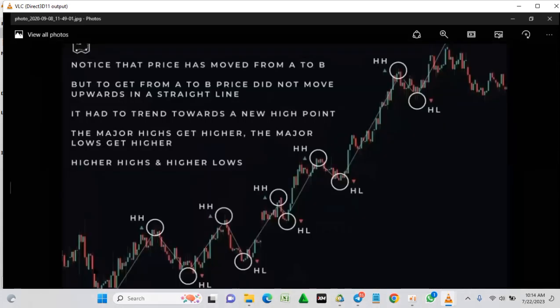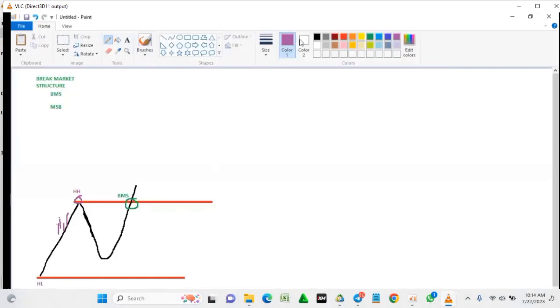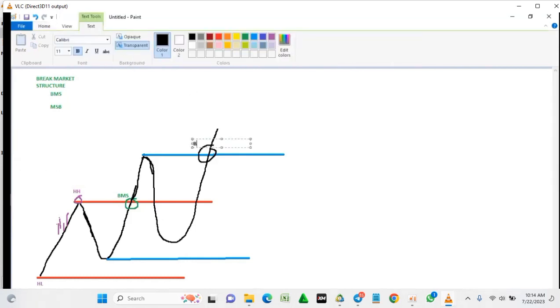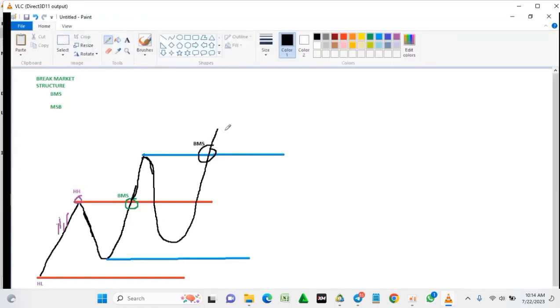If we look back on this chart, when you see your BMS, price goes up, makes a new higher high. Once it makes a new higher high, take your trend line to mark your new higher low and higher high. Then price comes back down to make a higher low, goes up again, makes a BMS. And if it continues making higher highs and higher lows, that confirms an uptrend.